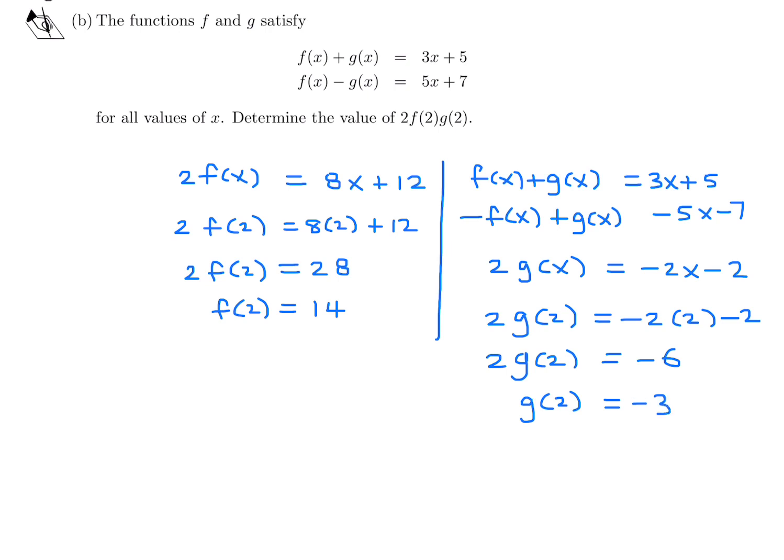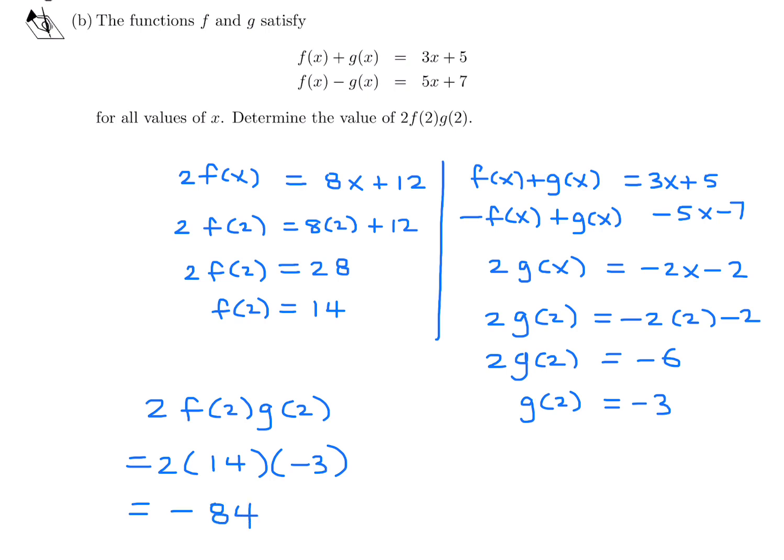There you go. Now we want this whole thing. So we want 2 times f at 2 times g at 2. That's going to be 2 times f at 2, which is 14. G at 2 is negative 3. 2 times 14 times negative 3 is negative 84.